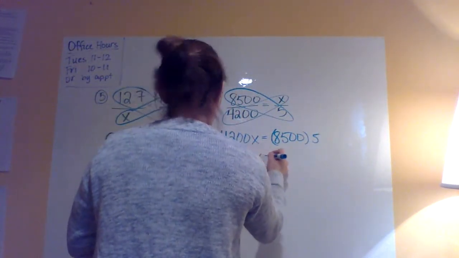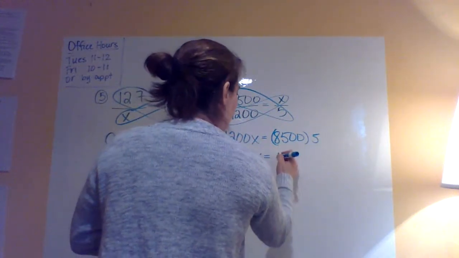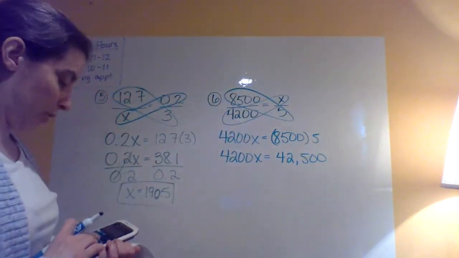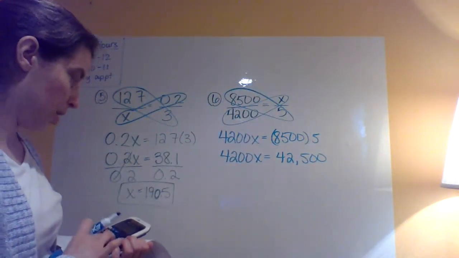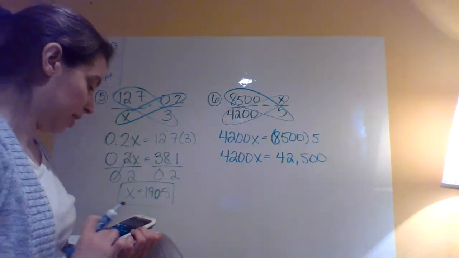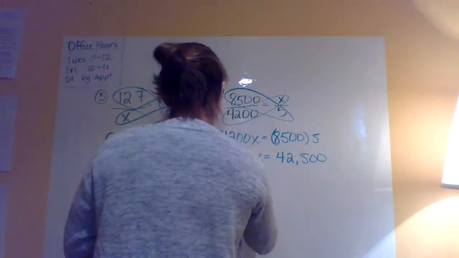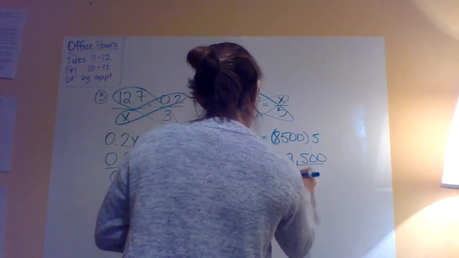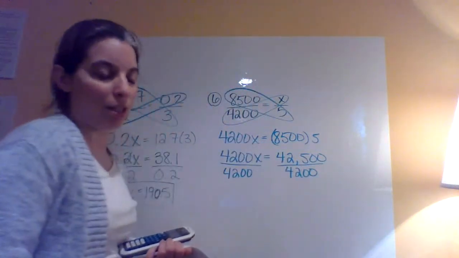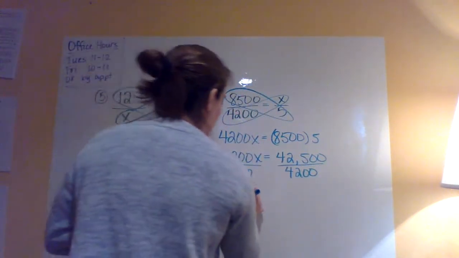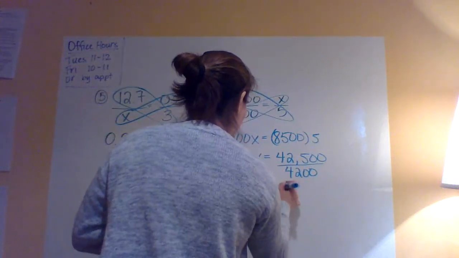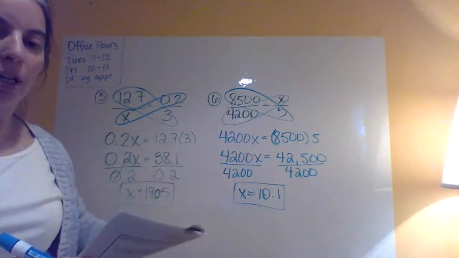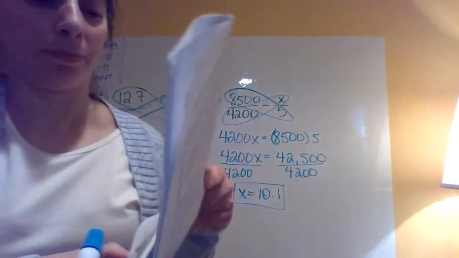4,200 times x equals 42,500. That's what I get when I multiply those. And I'm going to divide both sides by 4,200. And in the directions, notice that it asked you to round to the nearest tenth. So to the nearest tenth, x would be 10.1. Okay, again, we don't have a unit on this one because we don't have a context associated with it.